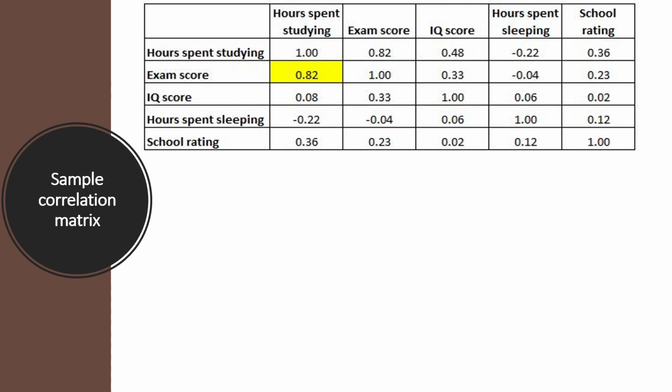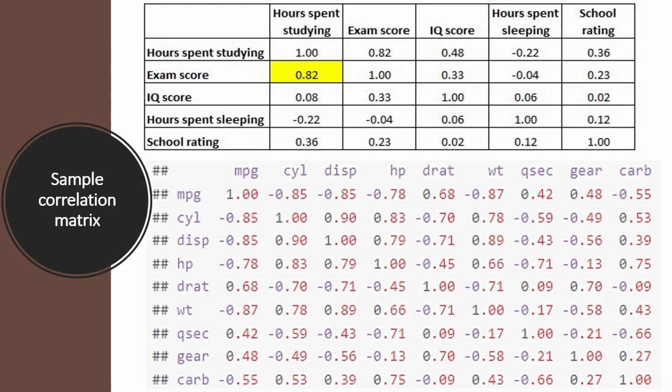Hours spent studying versus hours spent sleeping. So, the more hours you sleep, the fewer hours you spend studying. For most people, a correlation that is above 0.85 is near perfect. So for example, if hours spent studying and exam score show a correlation of 1, it means hours spent studying will always produce higher scores.